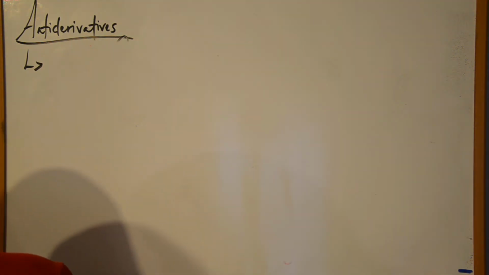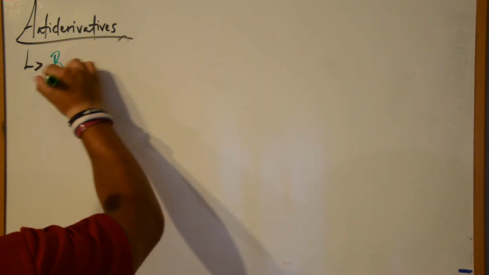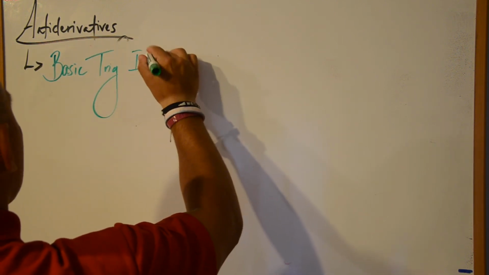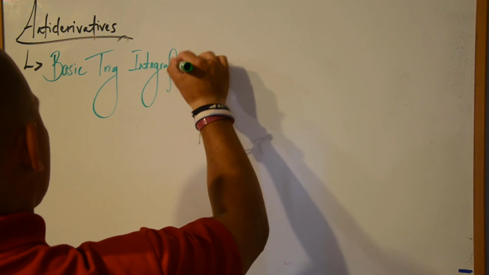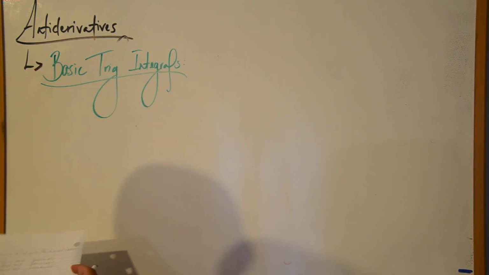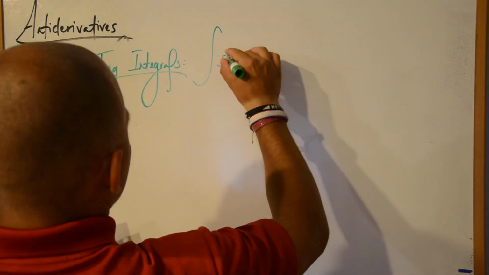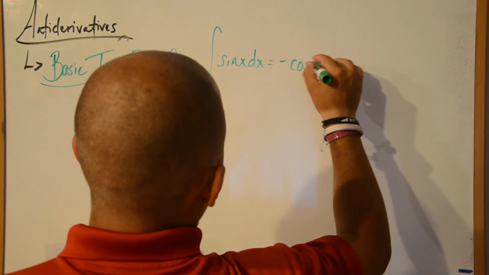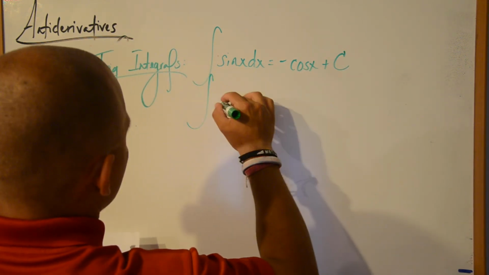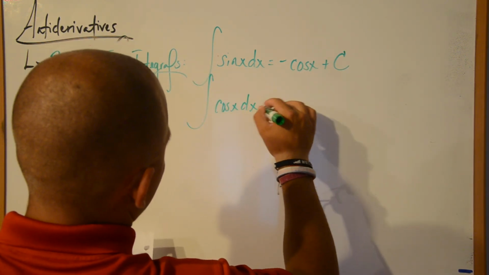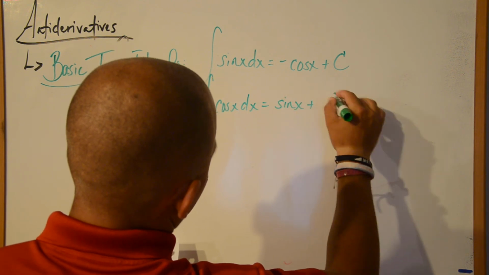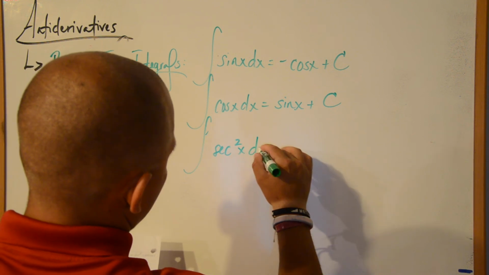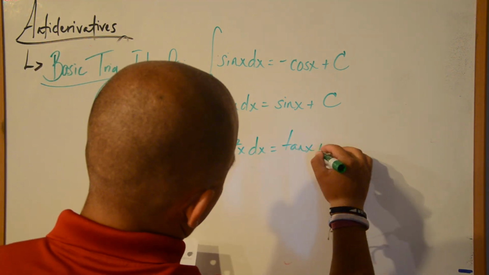Just to make sure that we have it in our notes, our basic trig integrals. Remember, we're just reverse engineering our derivatives. So we'd ask ourselves, well, the derivative of what function gives the sine of x? Well, it's negative cosine of x plus c. The derivative of what function gives us cosine x? That one's even easier, sine of x plus c. The derivative of what function gives us secant squared x? That's easy, tangent x plus c.